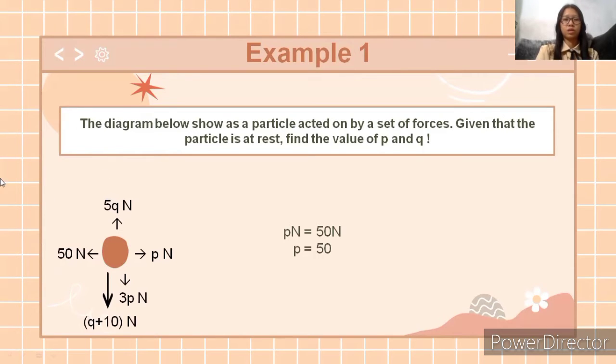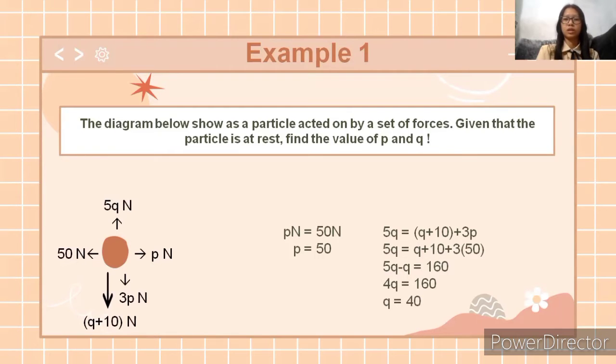Now we're gonna solve for the y-axis. 5Q is equal to Q plus 10 plus 3P. P is 50 Newton, as we solved before. So 5Q is equal to Q plus 10 plus 3 times 50. 5Q minus Q is equal to 150 plus 10, equal to 160. 5Q minus Q is 4Q is equal to 160. So Q is 160 divided by 4, which is 40.